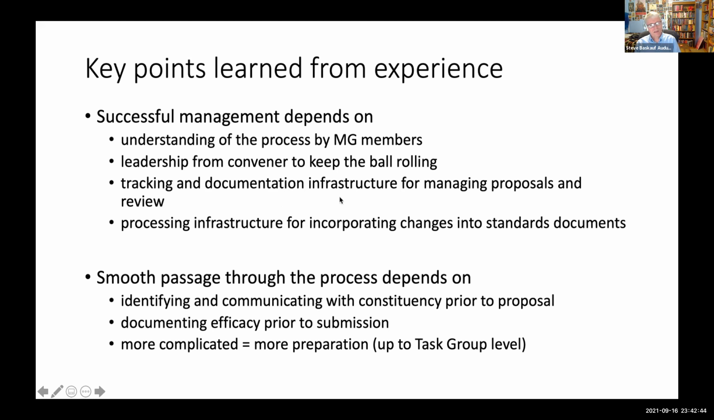And if you can demonstrate efficacy prior to submission, especially for the more complicated things, that is really going to streamline the process. The last thing is that the more complicated the changes you're proposing, the more preparation you need to have. An individual minor term change really doesn't require much preparation, but for something like a giant set of coordinated term additions, you might actually need a task group to do that.